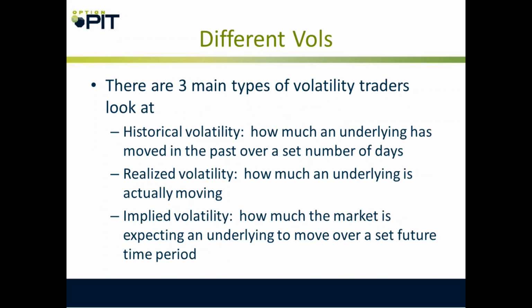There are three main types of volatility traders look at. Historical volatility. That's how much an underlying has moved in the past over a set number of days. We can look at 10, 20, 30, 100, 600-day volatility.